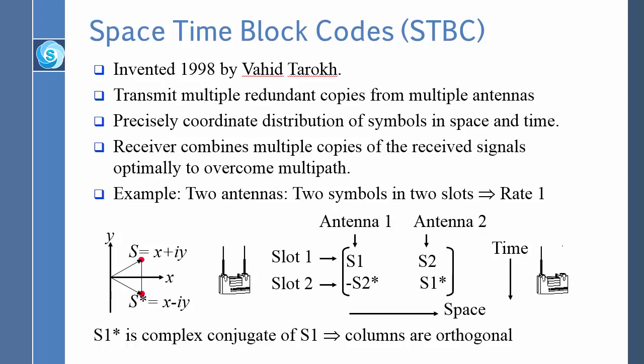Now, when the receiver receives this, it can fix several problems. It has received S1 and S2, and then minus S2 star and S1 star, and it can do some mathematics and figure out what is wrong, what is right, where the errors are, where the corrections are. Because we have made better use of time and space by sending conjugates. Space-time block code is rate one, because your output rate is the same as your input rate. You are sending one symbol per slot, right? But there are other codings which are lower and higher. This was the beginning of the space-time block code.